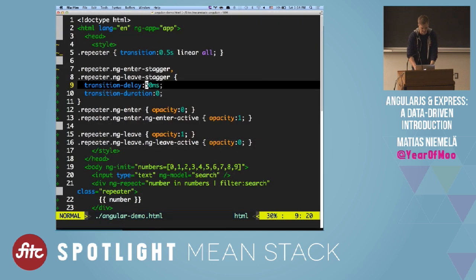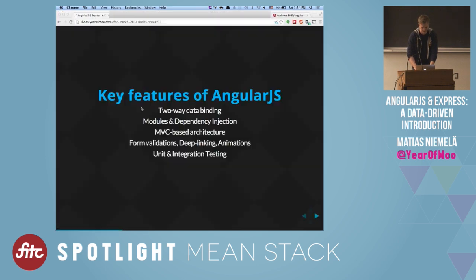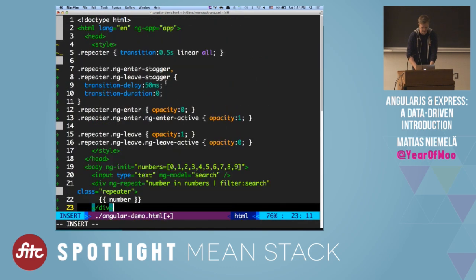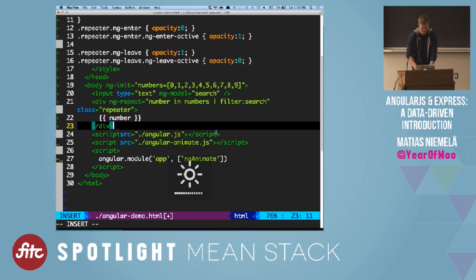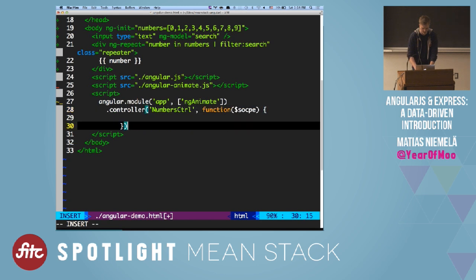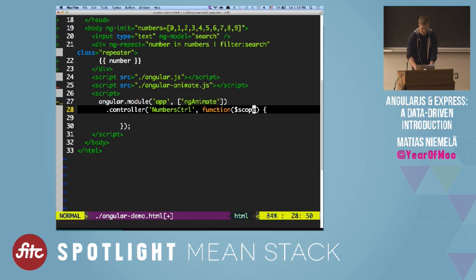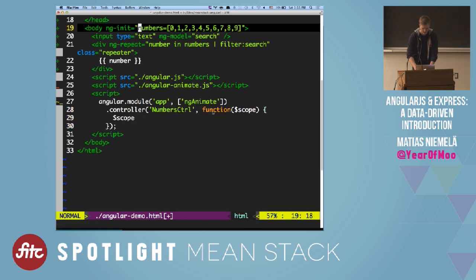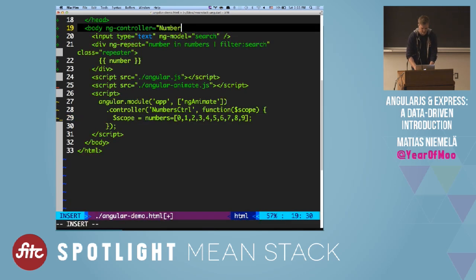So if you look back at our Angular code, we haven't actually used the DI yet, because instead of having these numbers in the page, let's make a controller, and we'll call this controller numbers controller. And we're passing in some value called scope. And we're going to pass numbers into the scope. We're going to call this thing a numbers controller, right?